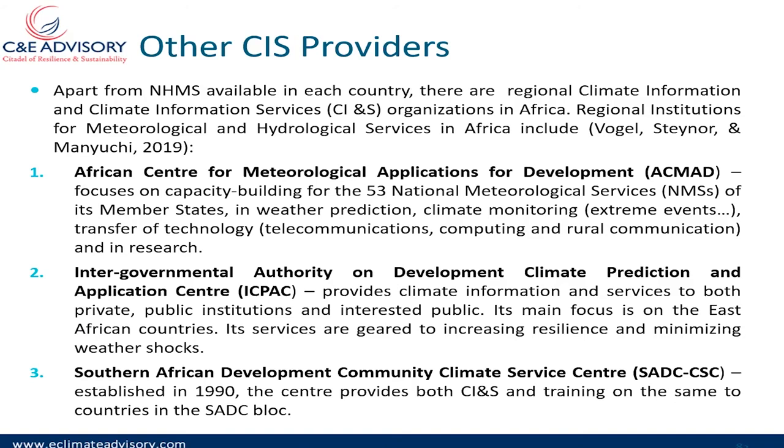You know, because the whole of the Horn of Africa, those of you who know East Africa very well, especially Kenya, Ethiopia, Sudan, and Eritrea, there's a lot of drought there. So it focuses on increasing resilience, especially so that communities get this information early enough to protect them from the weather shocks. And then we have the Southern African Development Community Climate Services Centre, which was established in 1990, and it provides both climate information and services and training for countries in the SADC region.